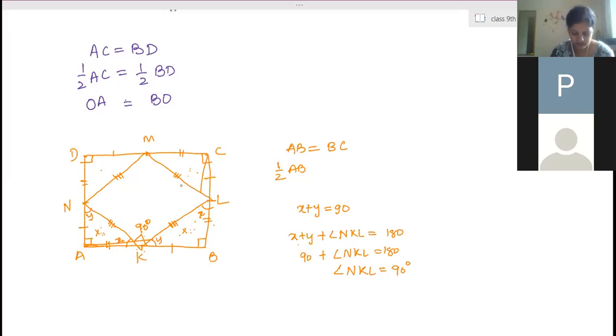Clear? Yes, ma'am. One congruency, and then similarly this is equal to this. Similarly, this triangle is congruent to the second triangle, congruent to the third triangle. Therefore, by CPCT, KL is equal to LM. No need to prove it again, the same thing, because anyhow the same criteria is there.